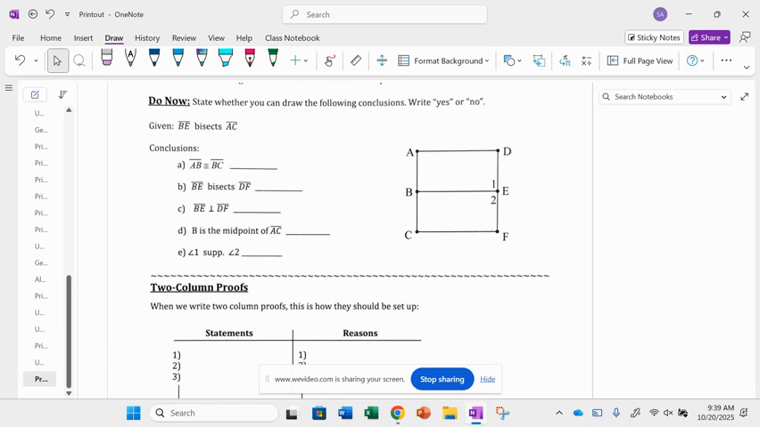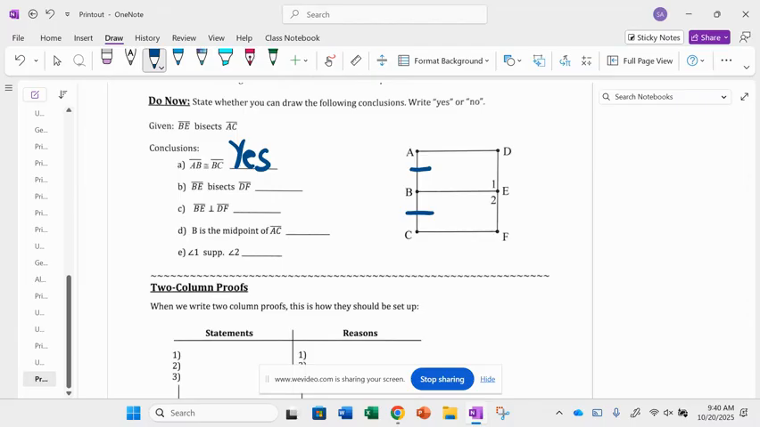Segment AC. Jack. AC and BC. Wait, AB and BC are congruent. Perfect. If BE bisects segment AC, then we can conclude that AB and BC are congruent. All right, so they're asking us, can we conclude that AB and BC are congruent? Absolutely, that's what we just said.